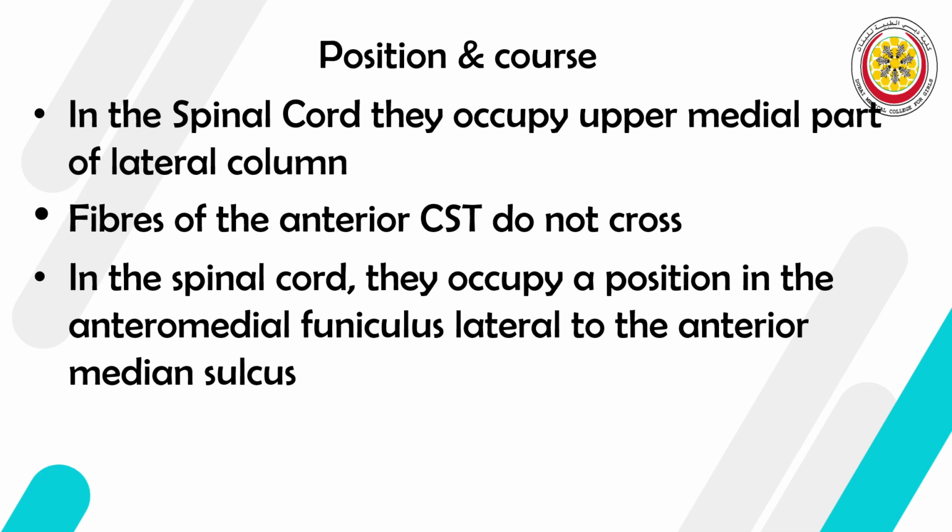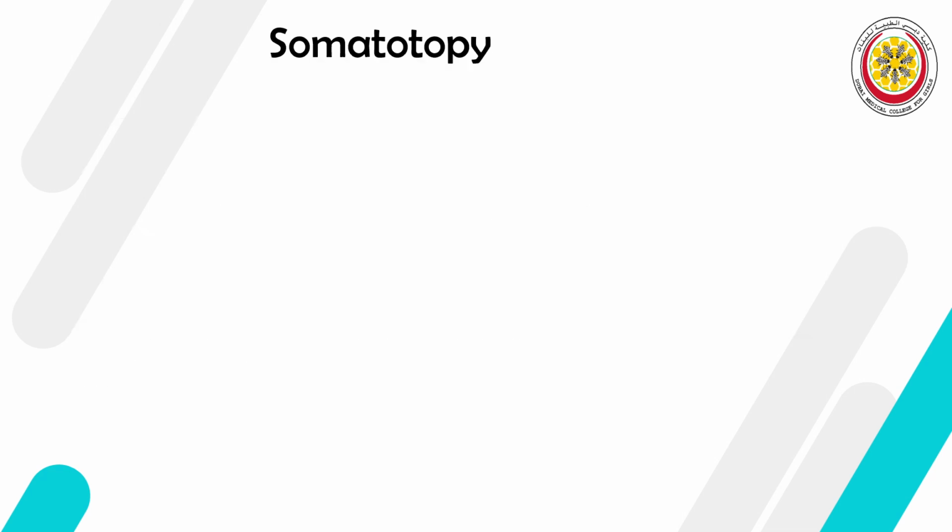Strangely enough, they come from the right side, they decussate, for example, to the left side. Some of them decussate again when they come to supply the anterior horn. So they become ipsilateral, some of them. So they occupy a position in the anteromedial funiculus, just lateral to the anterior median fissure.